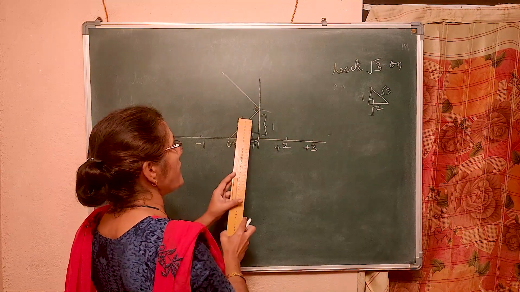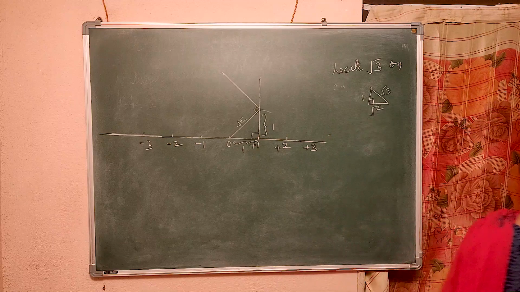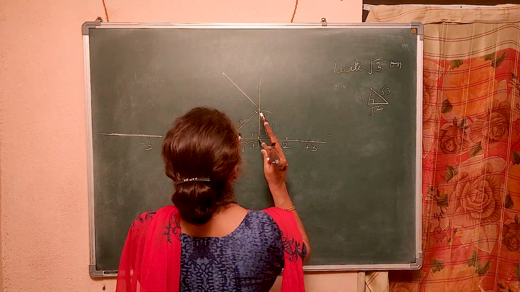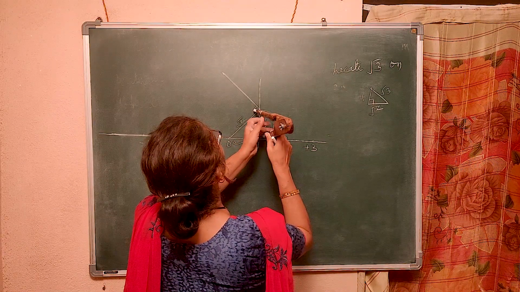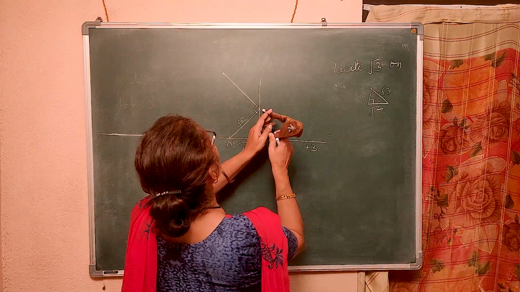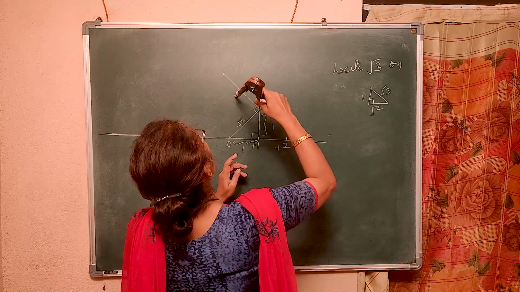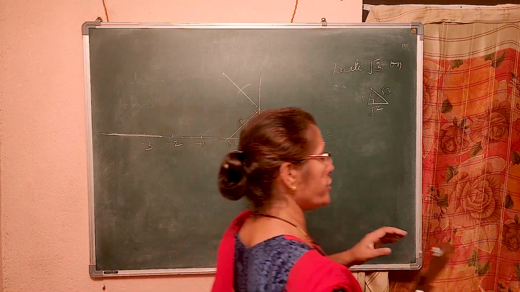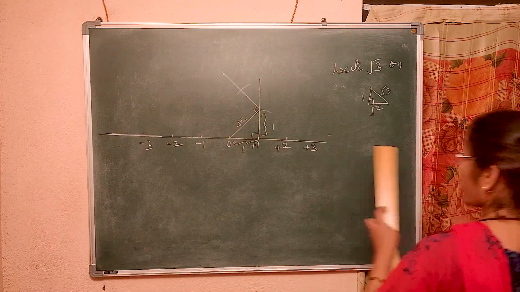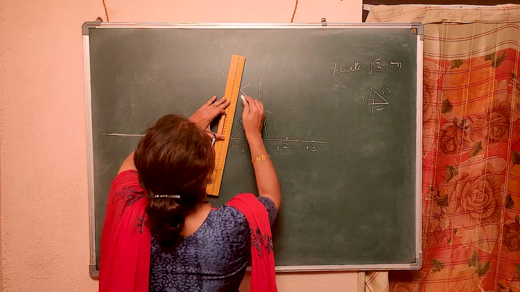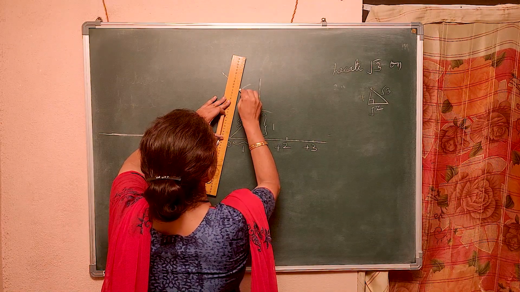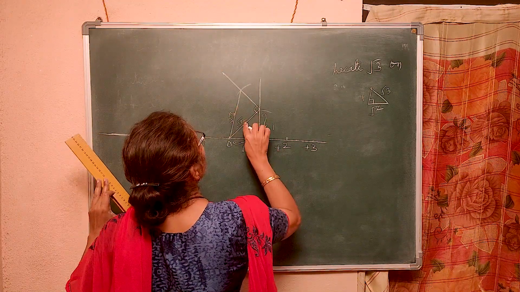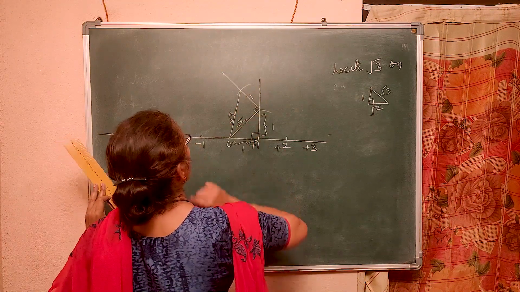So I have to mark one unit there. See, this was 1 unit, right? This one was 1 unit. Now I mark 1 unit here. And this one I will join to this. And this is square root of 3. This is square root of 2, 90 degree, 1, square root of 3.